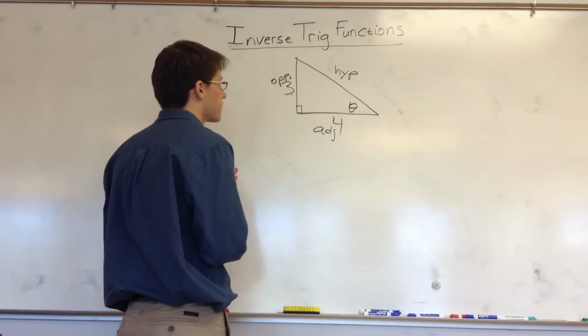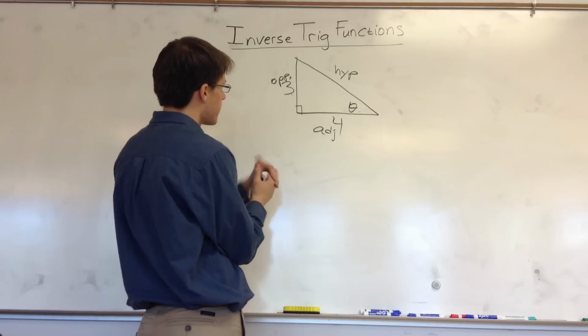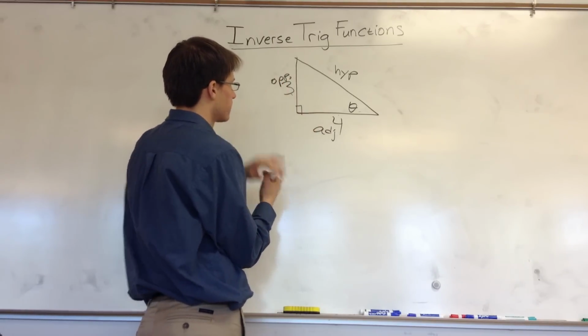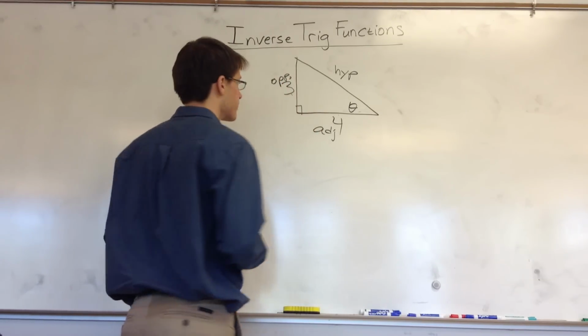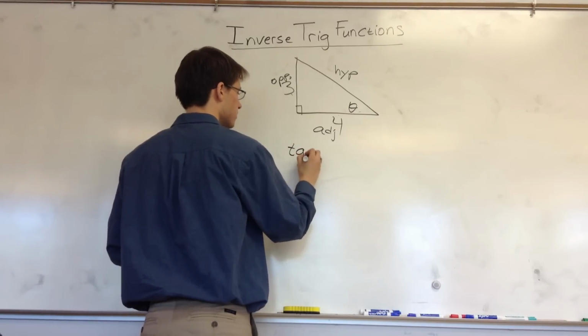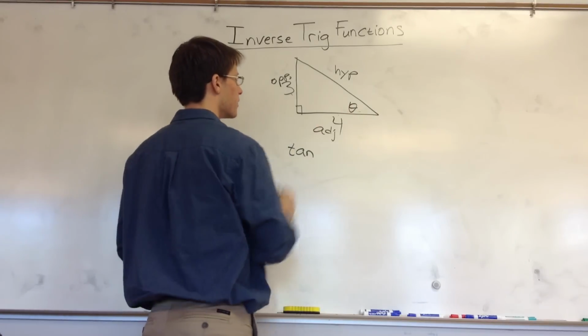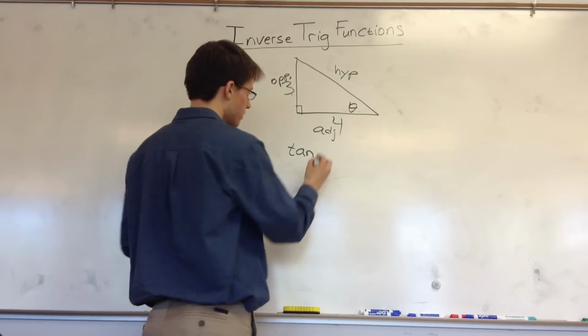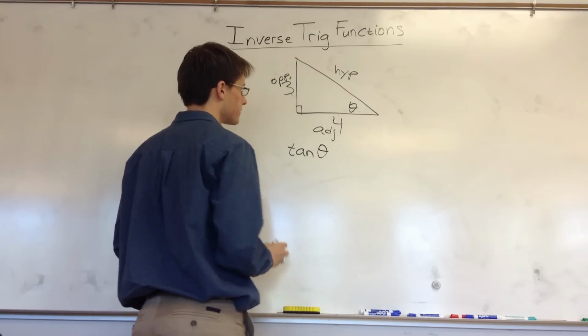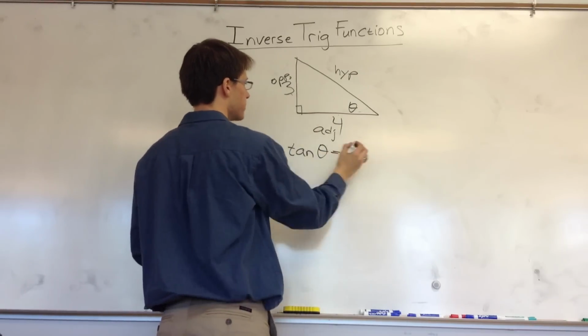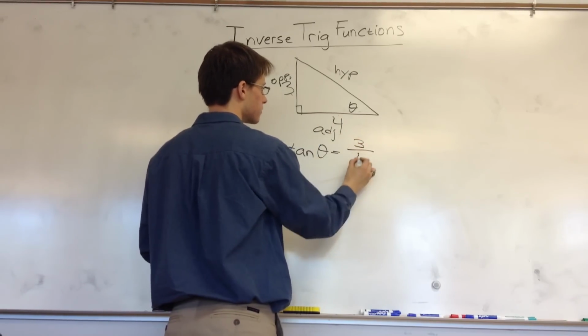We now have to choose our function, and what relates opposite to adjacent? That's tangent. So then we write it down, tangent, and instead of filling this in with a 30 or a 60 or 45, we are going to put in theta, because we don't know what the angle is. This is what we need to solve for. And this is equal to opposite, which is 3, over adjacent, which is 4.